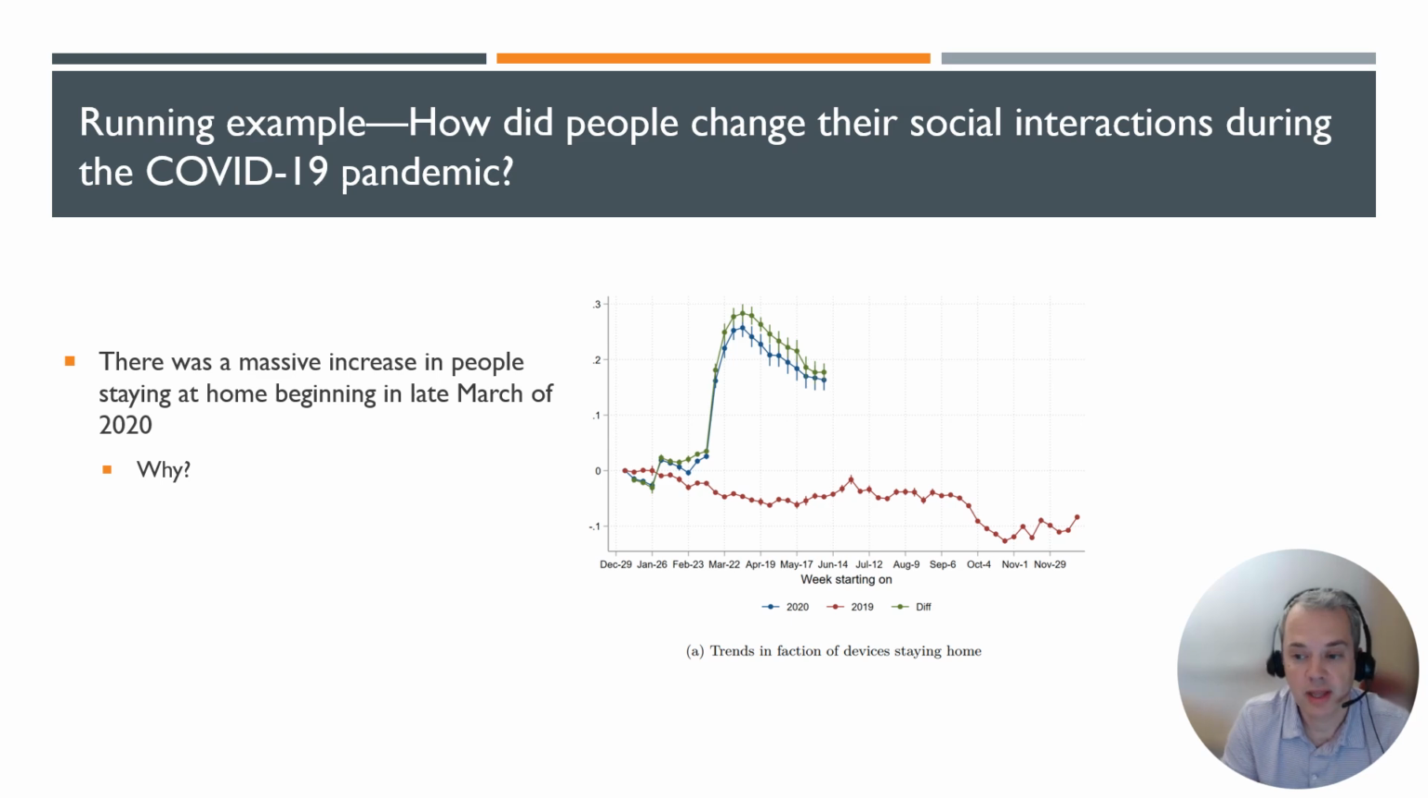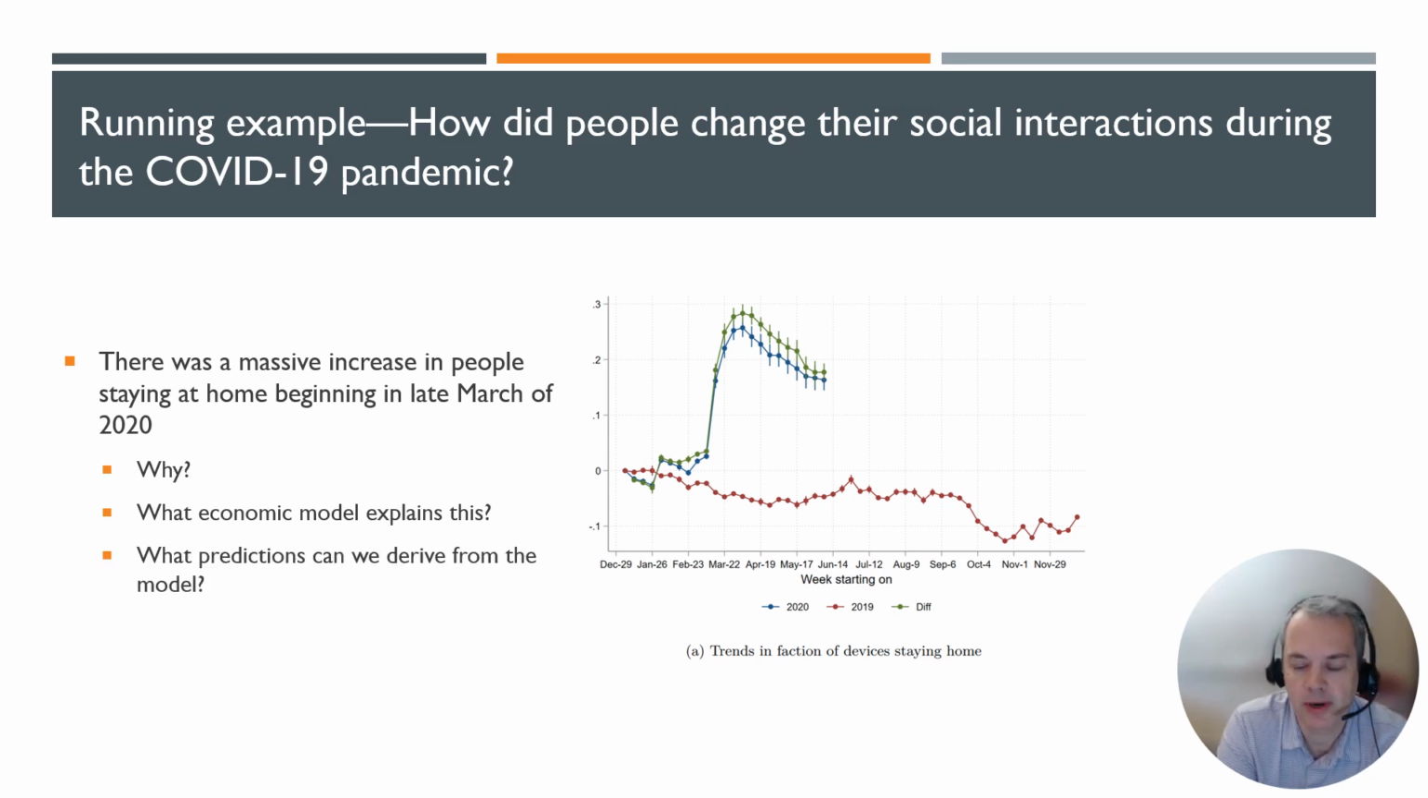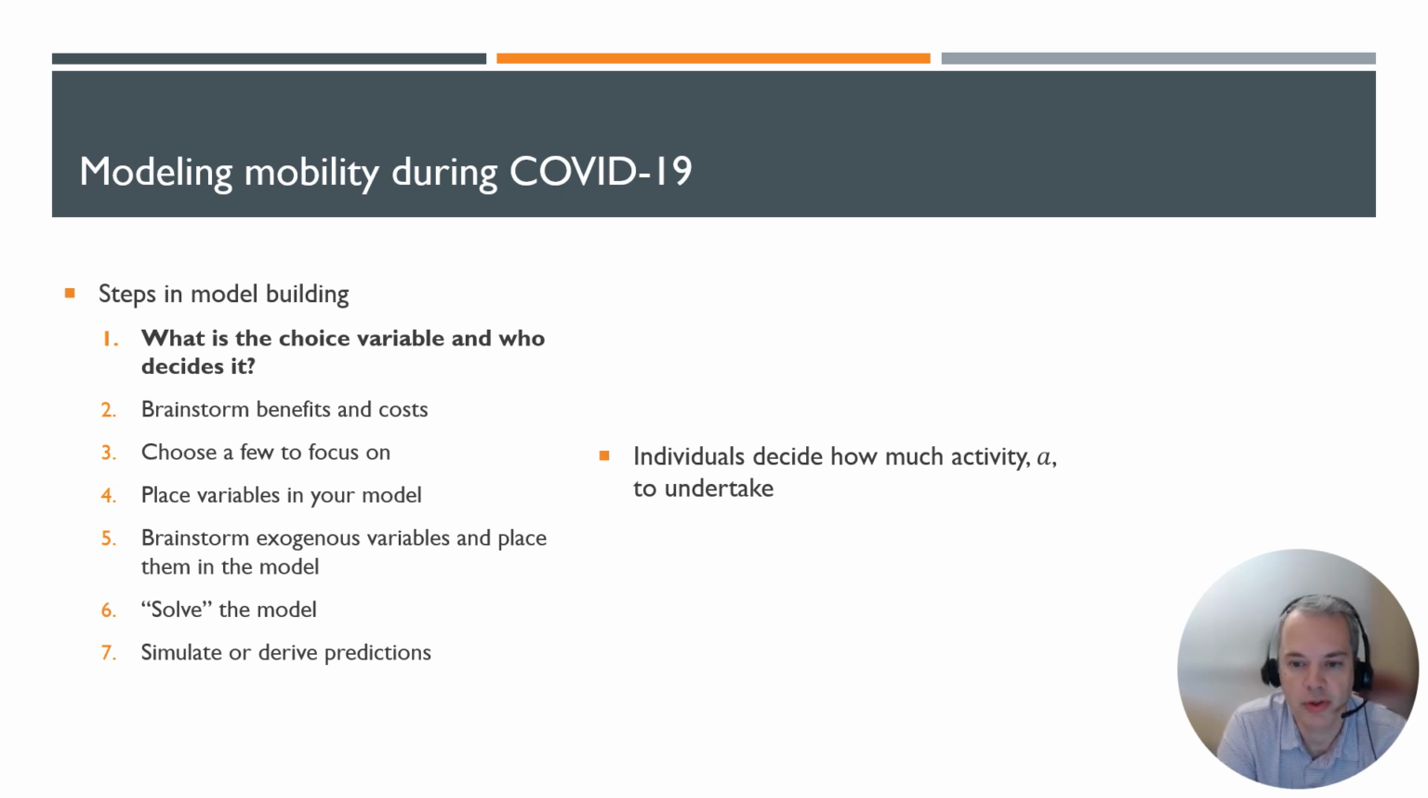The question that I want to focus on is, why was this? What were the factors that drove that decision? What economic model can explain this? And what predictions can we derive from that model? So we're going to go through our steps in model building. What is the choice variable and who decides it?